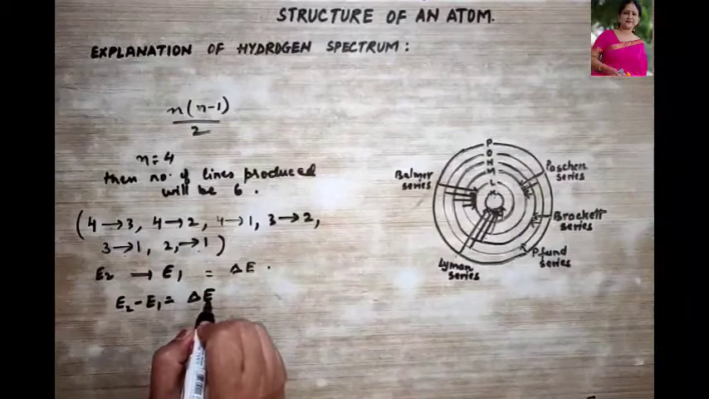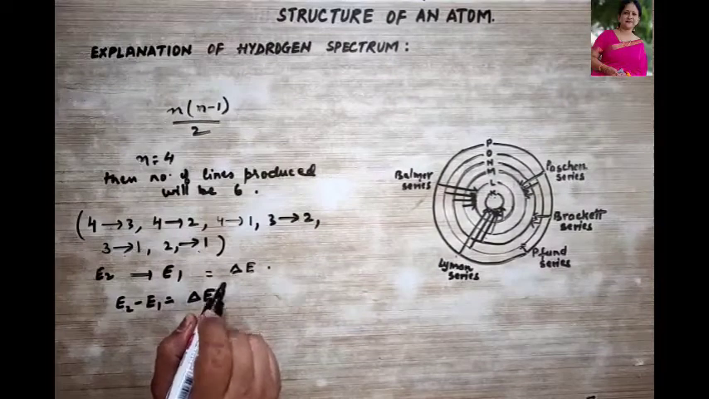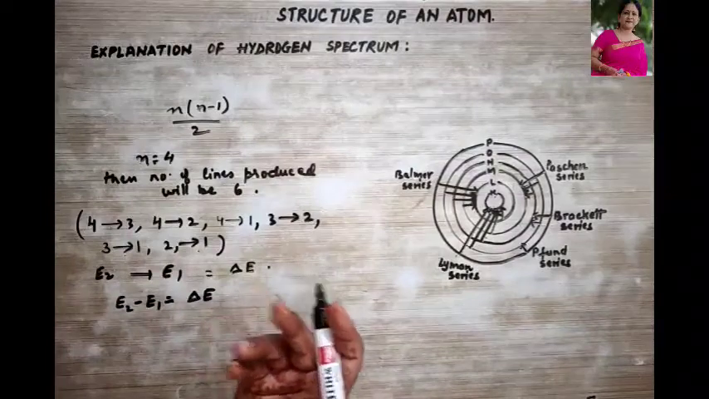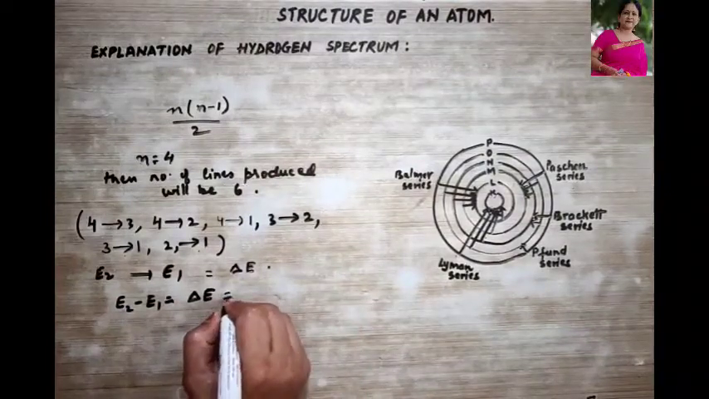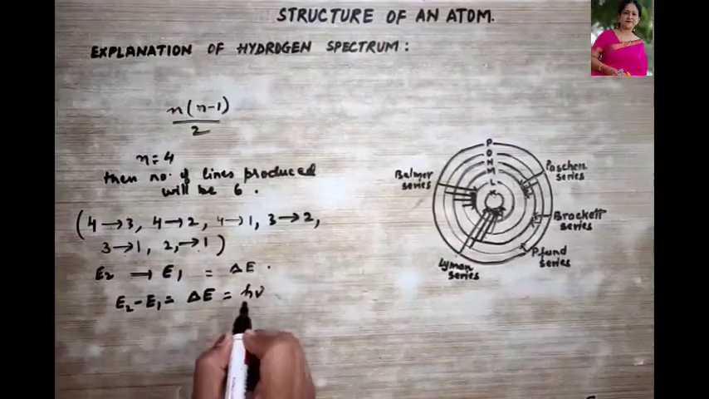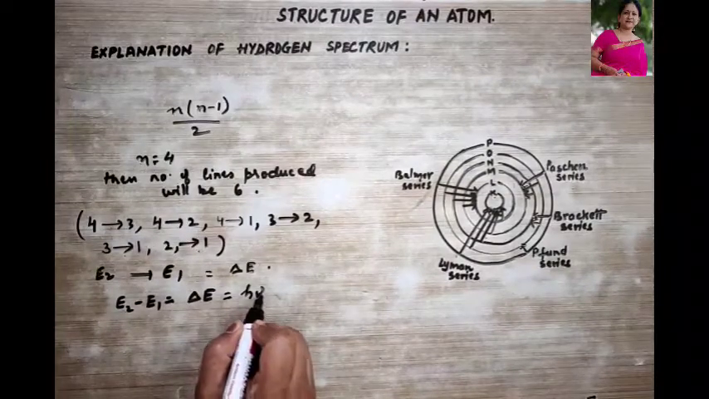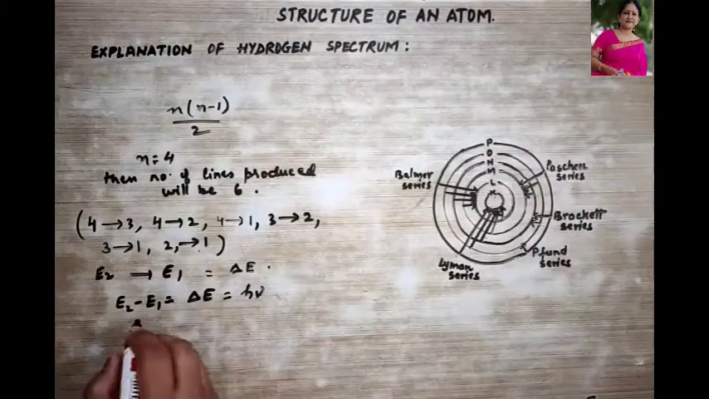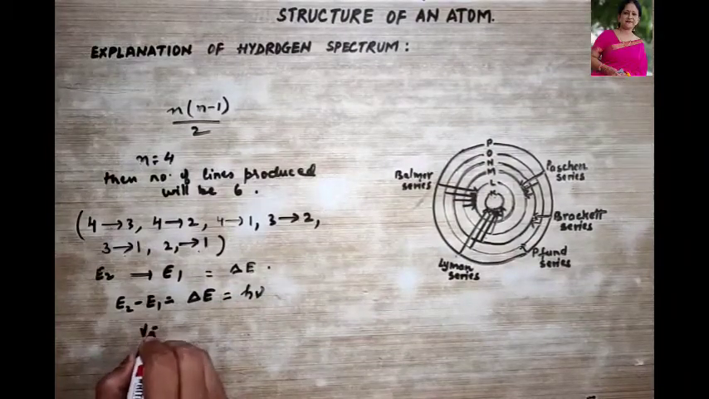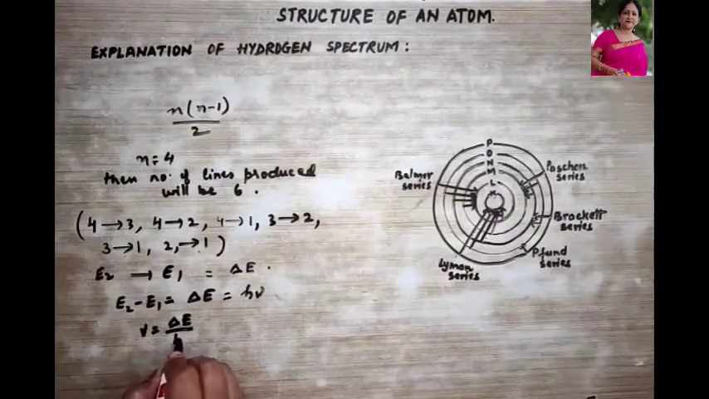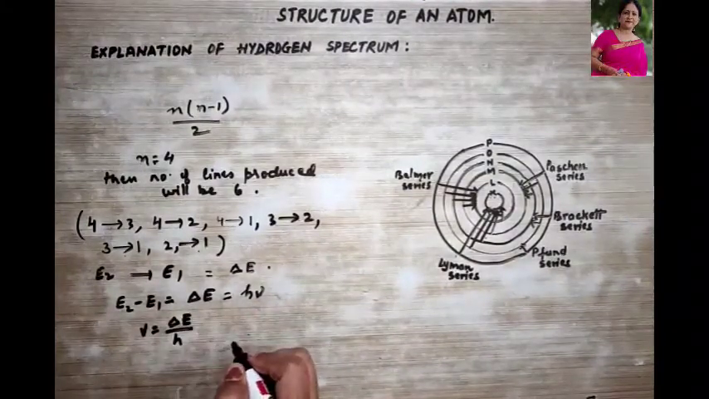And we also know that the difference can also be expressed in terms of energy of photon. So this can be equal to h nu, h frequency, or this is called Planck's constant into frequency. So how can we write down what is frequency then? Then frequency will be equal to delta E upon Planck's constant, right?